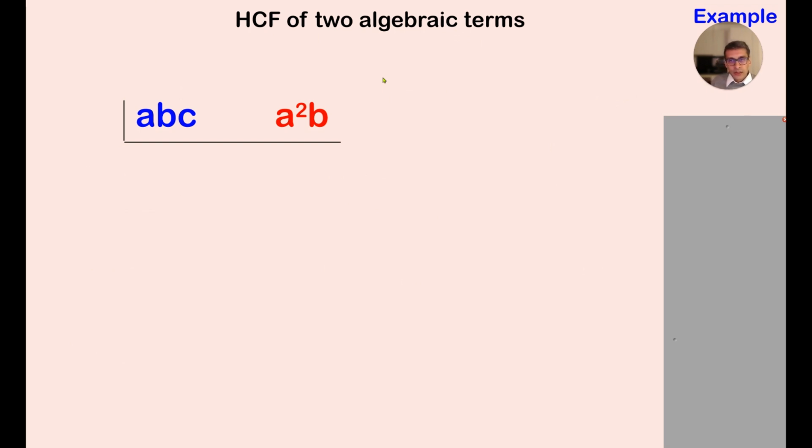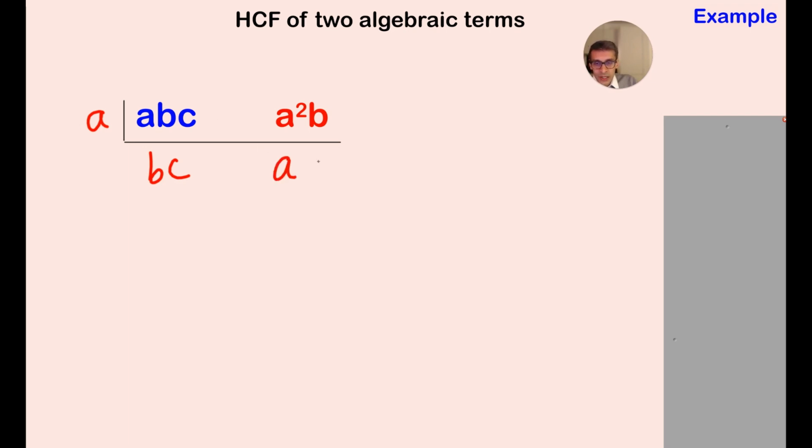Okay, so looking at algebraic examples here, the same principles apply when you have algebra involved. So the highest common factor of ABC and A squared B. If you've been asked to work this out, all you have to do is break it down. Now you could do this in one step, but again we're just doing an example, so let's break it down slowly. So we're going to take out a factor of A first. A times something gives me ABC, well this is going to be BC, and A times something gives me A squared B. So A times A is A squared, and then A times B is AB.